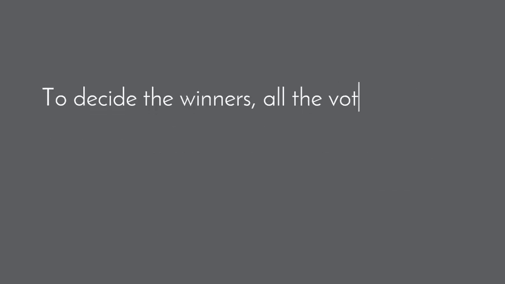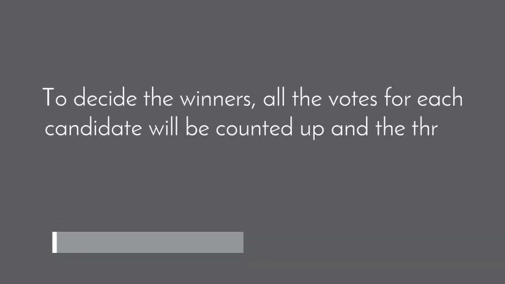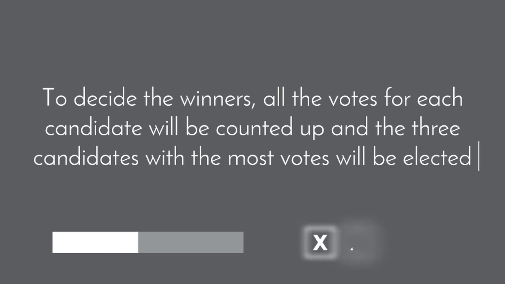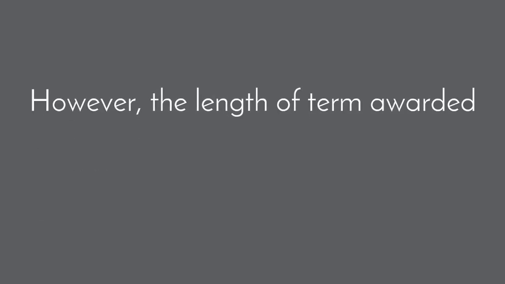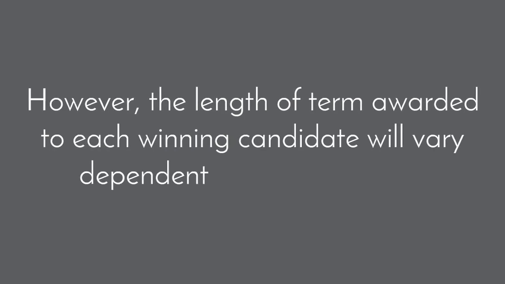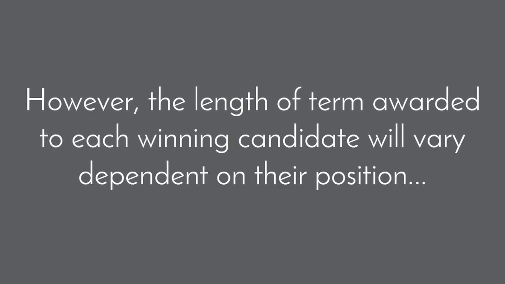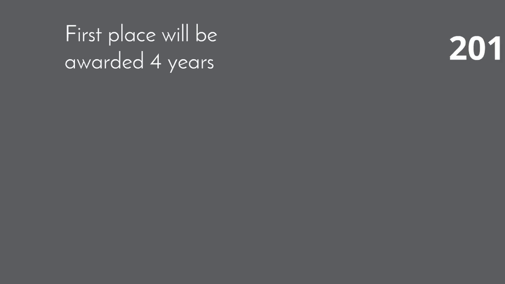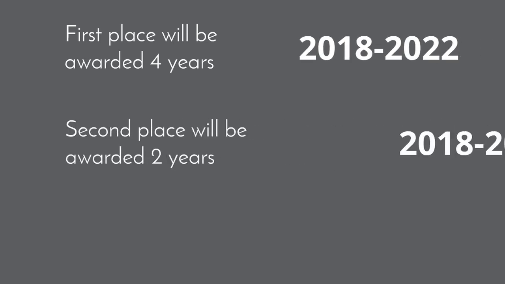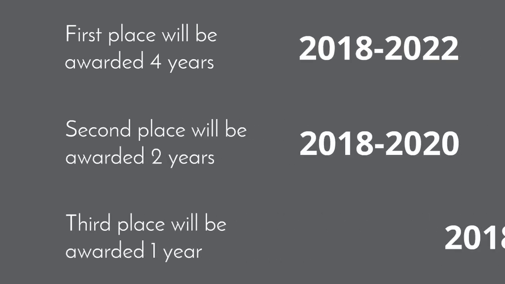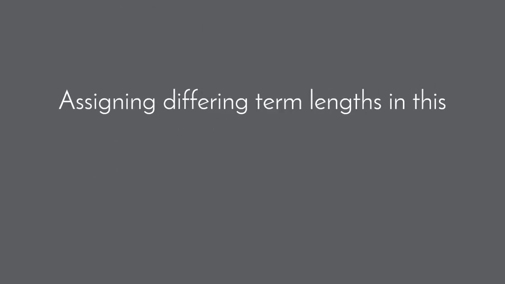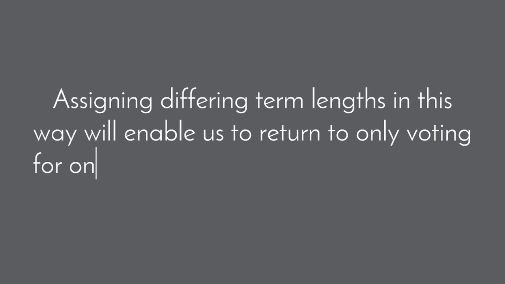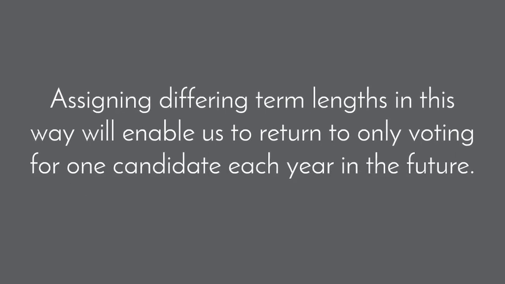To decide the winner, all votes for each candidate will be counted up, and the 3 candidates with the most votes will be elected to represent their ward. However, the length of term awarded to each winning candidate will vary, dependent on their position. First place will be awarded 4 years, second place will be awarded 2 years, and third place will be awarded 1 year. Assigning differing term lengths in this way will enable us to return to only voting for 1 candidate each year in the future.